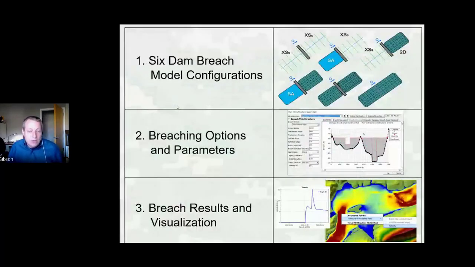And so I'm going to do 3 things in 40 minutes. There are 6 different ways. There's actually more. You could do the combinatorial math, but there are 6 primary ways to set up a dam breach configuration with all the different options we have in RAS. And so we're going to lay those out and give you the pros and cons. And then I'm going to give you a very brief overview of how to put in breach options and parameters.